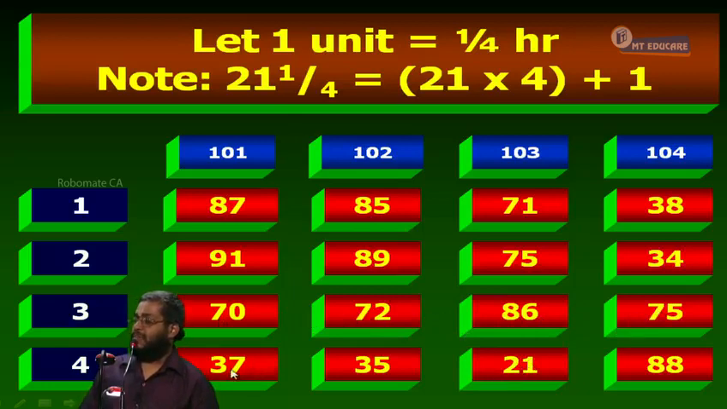Now, what is the least number here? 21. 37 minus 21, 16. 35 minus 21, 14. 21 minus 21, 0. Okay. 88 minus 21, 67. Everybody following row operations or not?